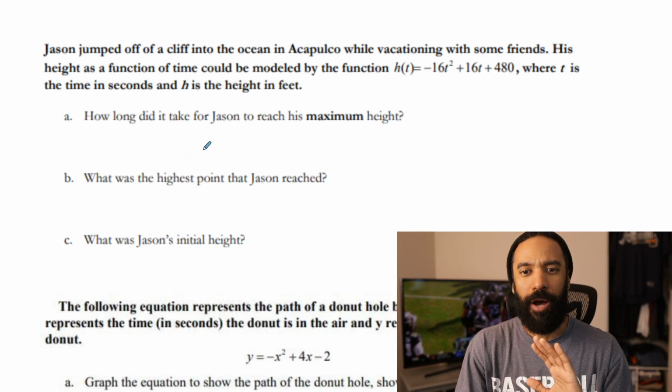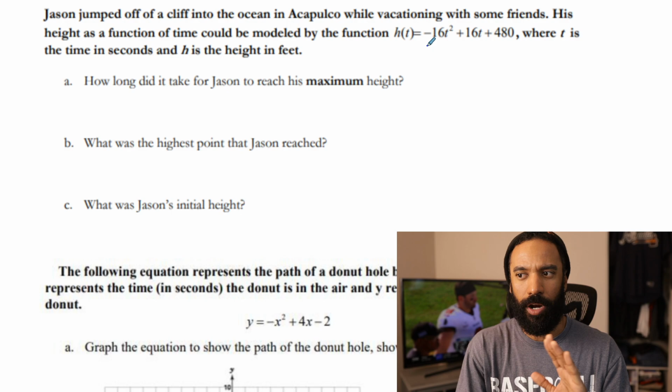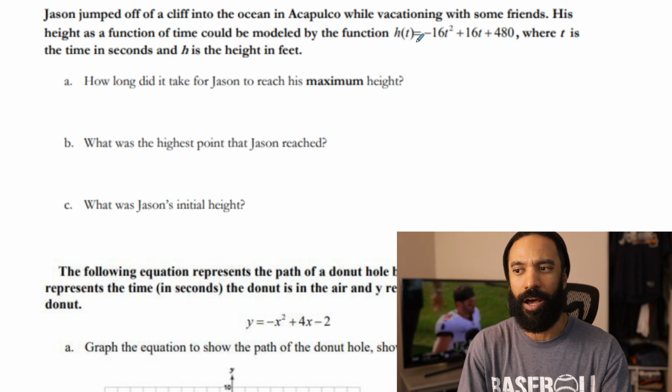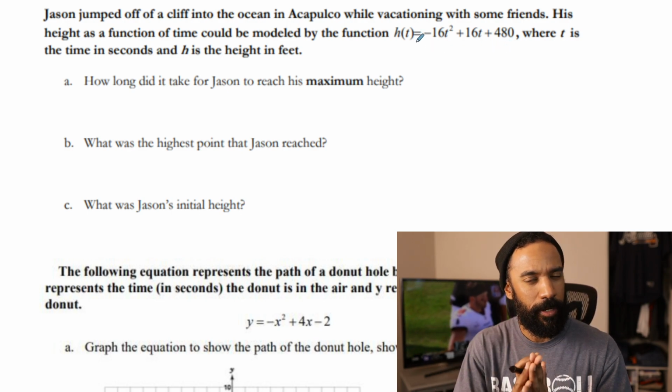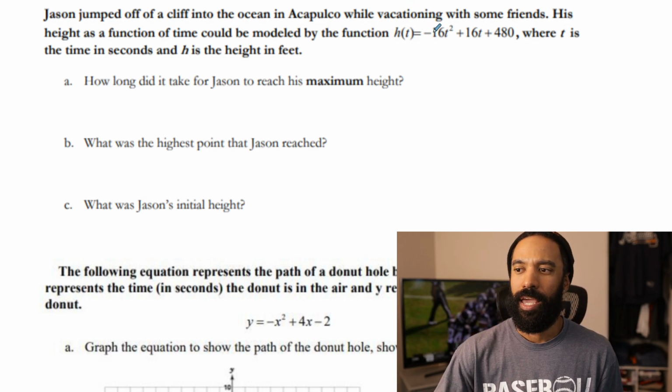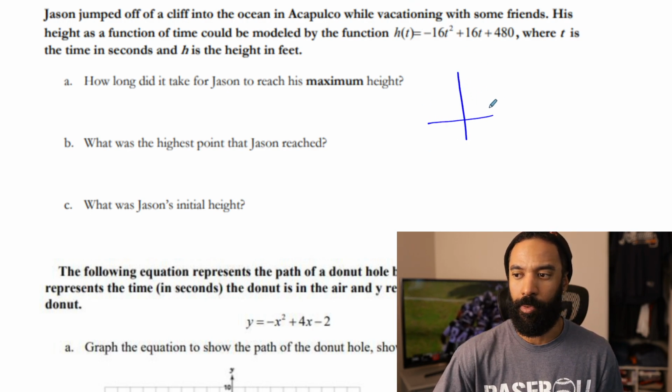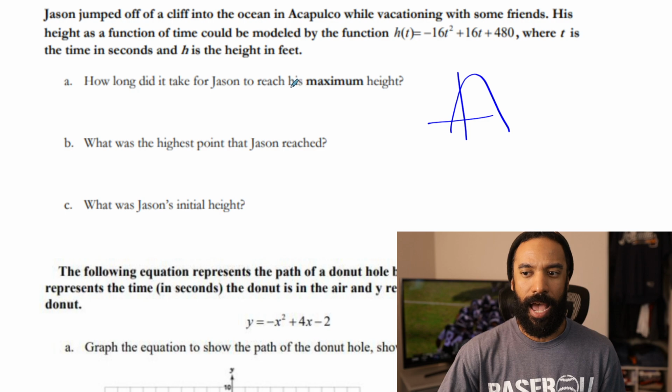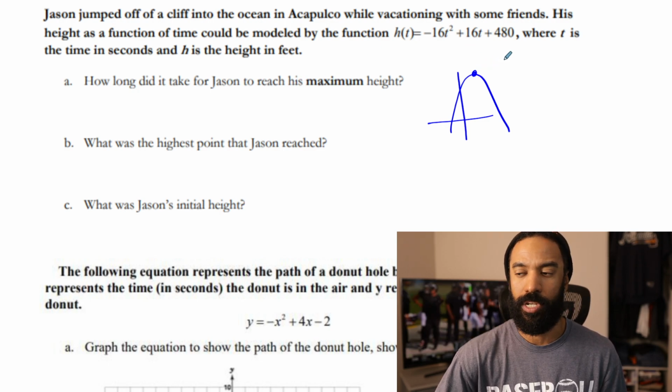But I've covered it before, and I'll tell you what all this stuff means and what we're talking about. I'll get to some bits of it right now, which is basically a negative quadratic, which means we have a parabola that's going upside down. They're going to ask for when he reaches maximum height. We're talking about the vertex.